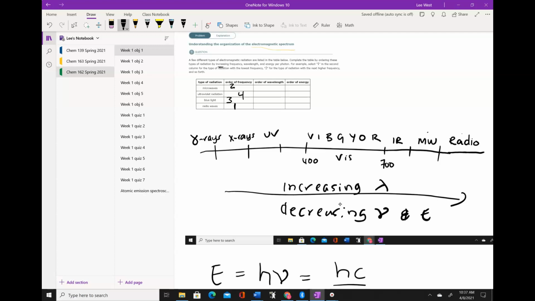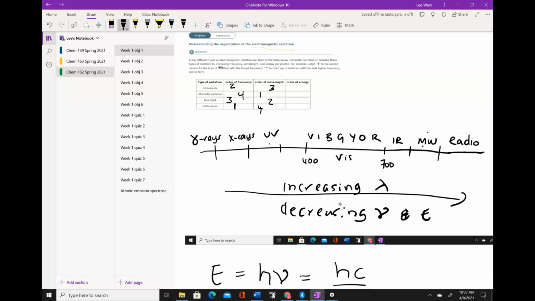Okay, so what about in order of increasing wavelength? The shortest wavelength is down here. Let's just head along. The first one we're going to hit is UV, so that's going to be number 1. We keep going. The next one we hit is blue light, so that'll be number 2. The next one we hit is microwaves, and we're going to put that in at number 3. And then finally, the biggest wavelength will be radio waves.